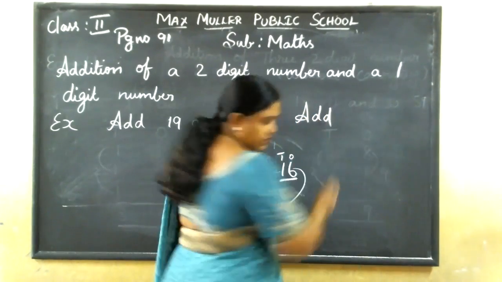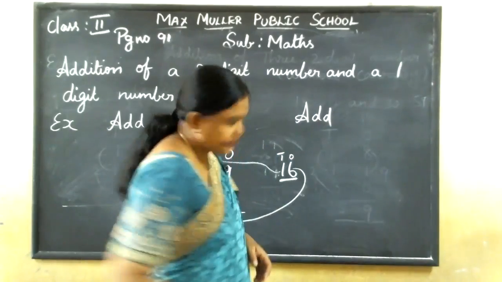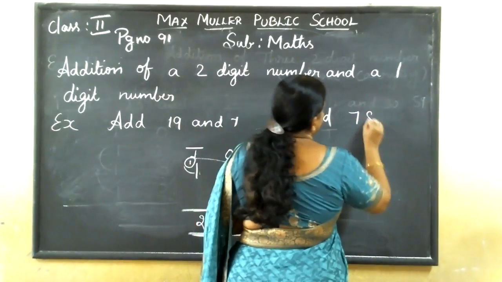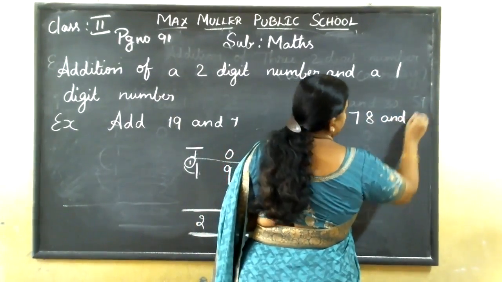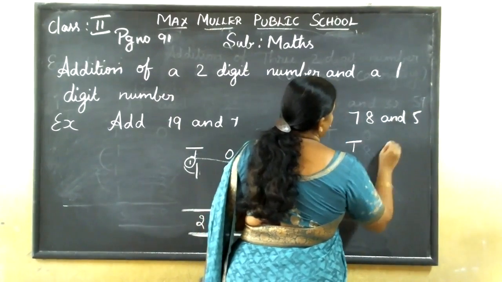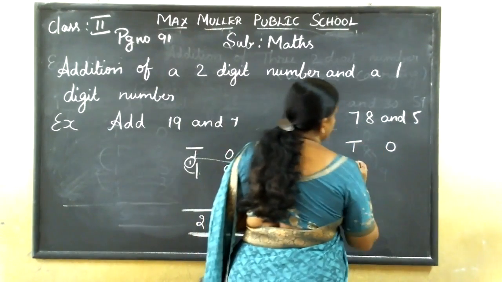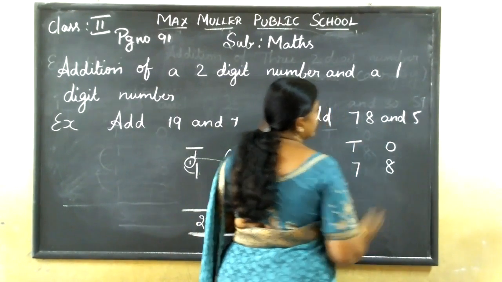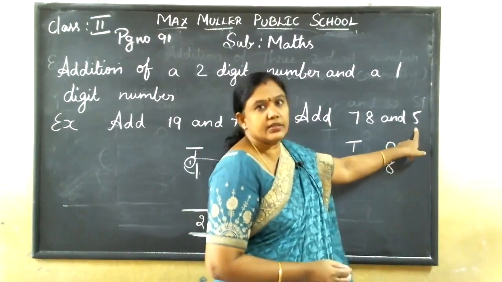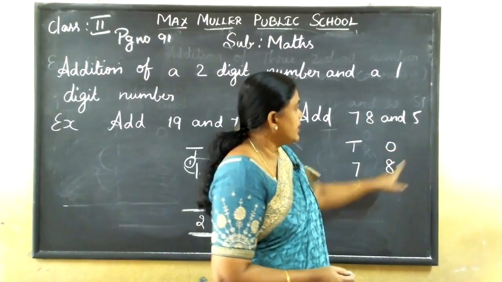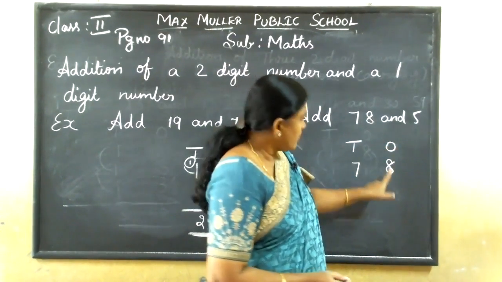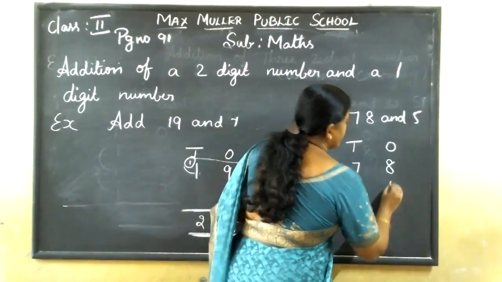Add 78 and 5. Tens, ones. See, first, which number is there? 78. 5 is a single digit number, no? So where do you want to write it, tens column or ones column? In the ones column, you write 5.